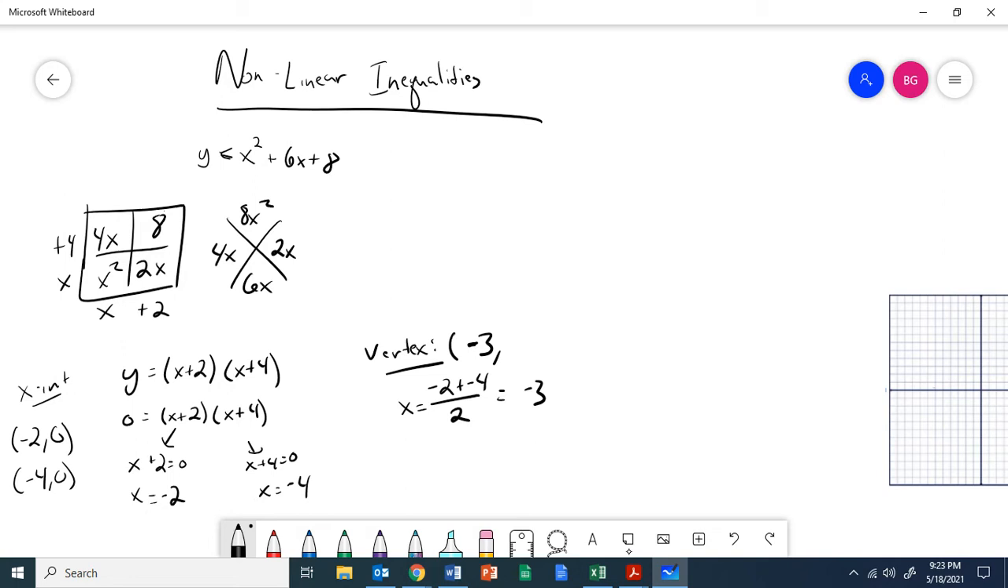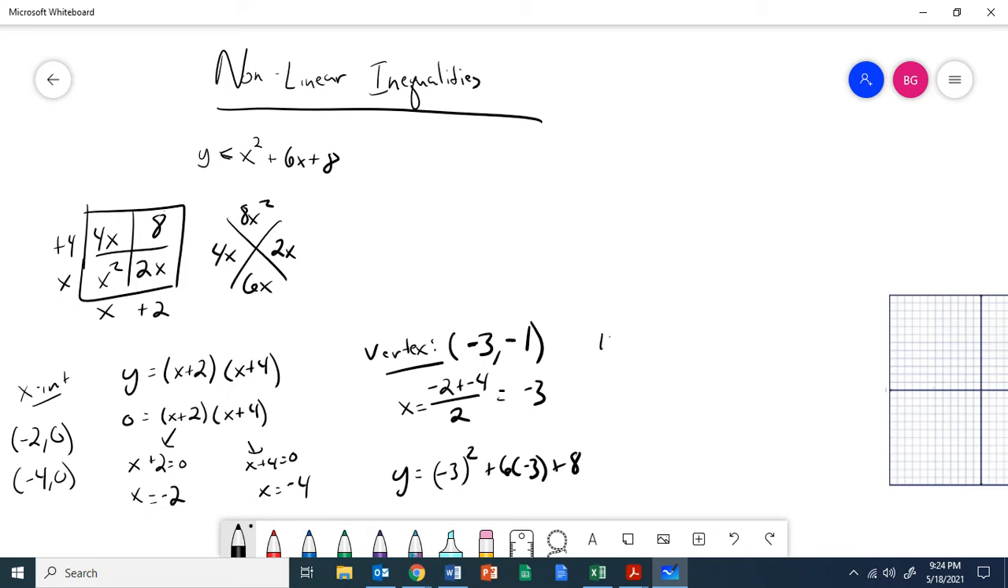Now, how would you find the y value? Well, to find the y value, you're going to put it back in the original. So we're going to do y equals negative 3 quantity squared plus 6 times negative 3, plus 8. Every time we see an x, we're putting in a negative 3. When you solve this, you get 9 plus negative 18 is negative 9, plus 8 is negative 1. So we're going to have negative 3 comma negative 1 as our vertex.